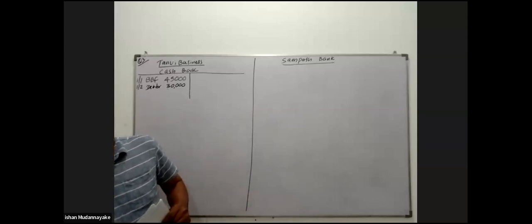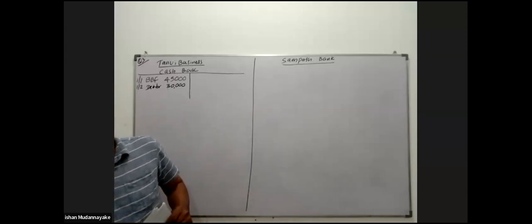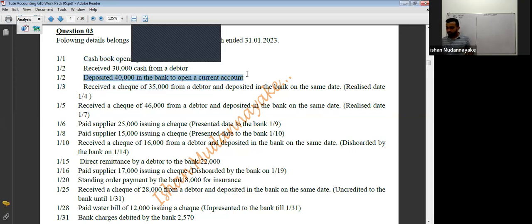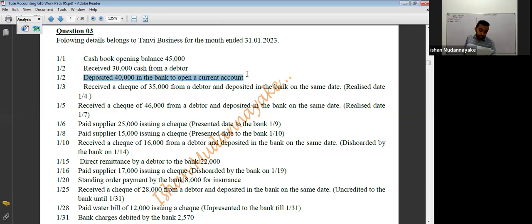Now, look at the next transaction here. Again, 2nd January. Deposited 40,000 in bank to open a current account in Sampath Bank. Okay, to open a current account in Sampath Bank, Tamil business deposited 40,000 to open a current account.